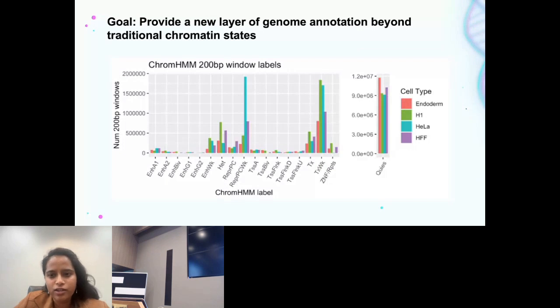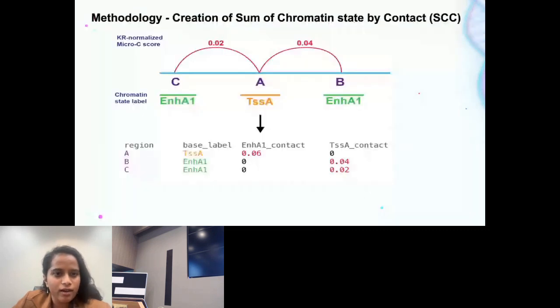This figure here shows the distribution of chromatin states that each region is in contact with. It shows the distribution varies greatly between each of the cell types. So our methodology is creating a sum of chromatin states by contacts.